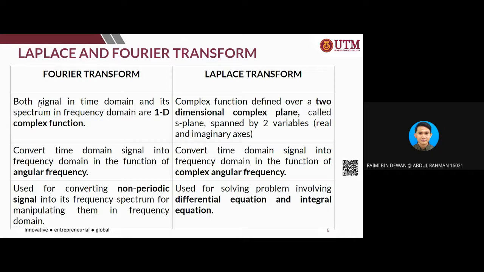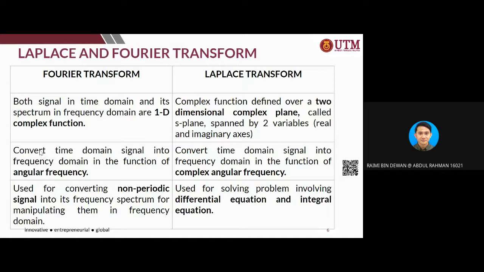In Fourier transform, the signal in time domain and its spectrum in frequency domain are 1D. So this is the main difference. While in Laplace transform, we have a complex function defined over a two-dimensional complex plane. We call it the S-plane, spanned by two variables, so you will have real and imaginary axes. In Fourier transform, we don't have that. It's only 1D. Here is a complex plane spanned by two variables, real and imaginary axes, in your S-plane.